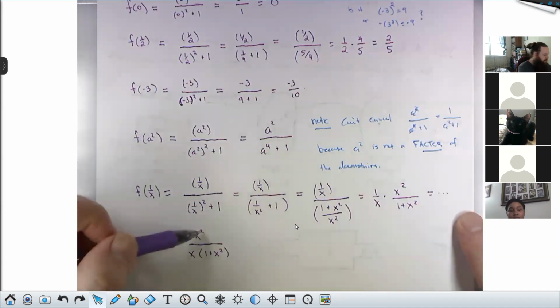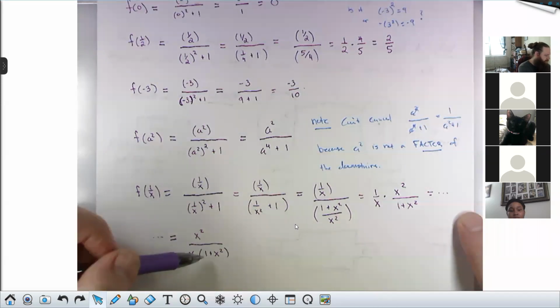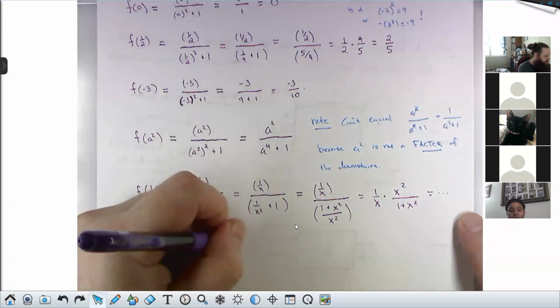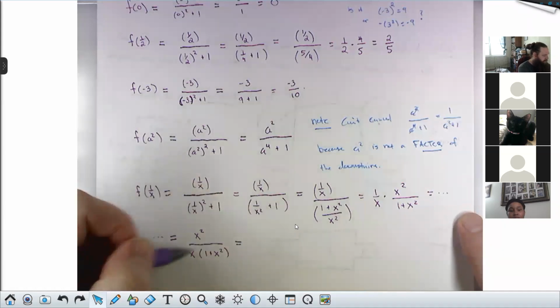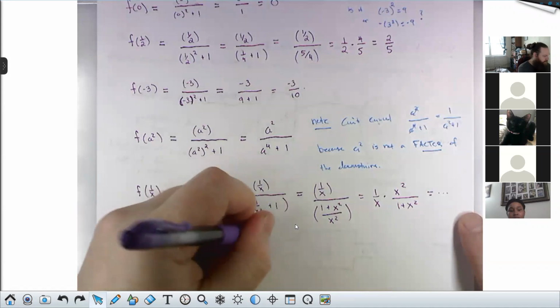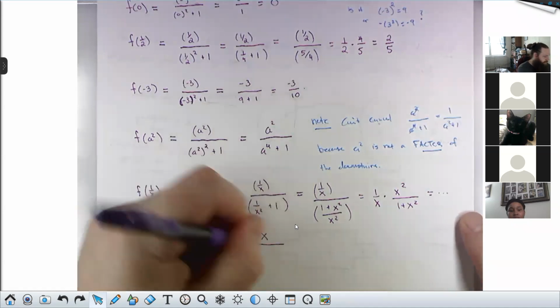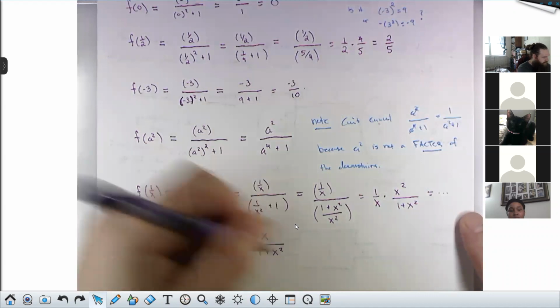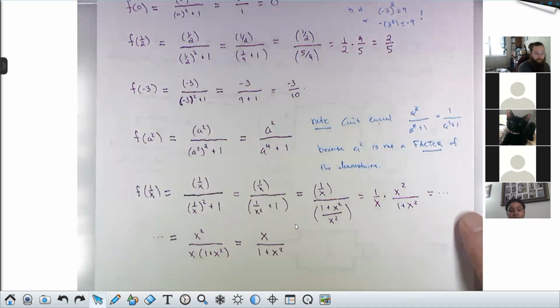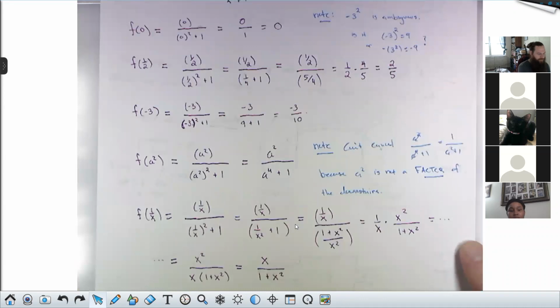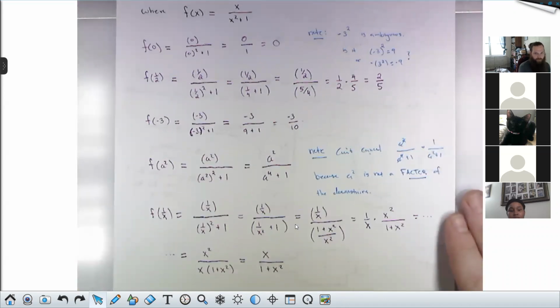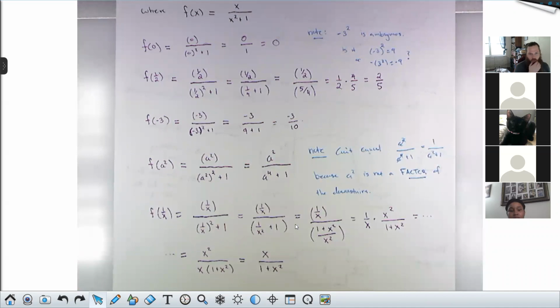Right? If I write that as a single fraction, that's x squared over x times 1 plus x squared. So there's 2 x's multiplying each other upstairs. There's one factor of x downstairs. If you cancel one of those, you get x over 1 plus x squared. And fun fact, you'll notice this is the same as the original, isn't it? X over x squared plus 1, x over 1 plus x squared. That means that this function somehow interacts with the other function 1 over x in a neat way. And we'll talk about that when we talk about inverses.